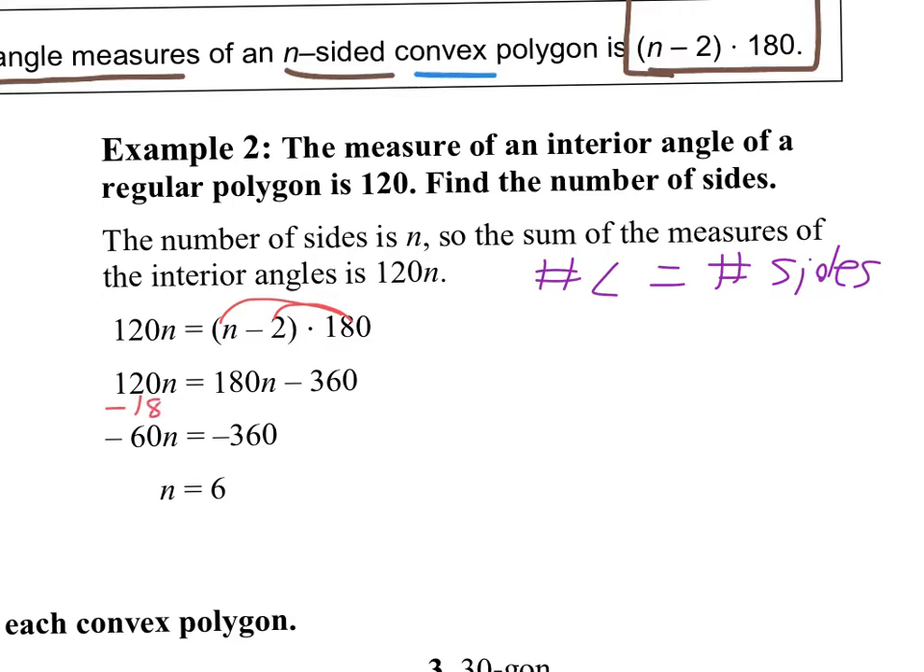Subtracting 180n from both sides to bring all of our variables to the left side of the equation, giving us negative 60n is equal to negative 360. Divide both sides by negative 60. N is equal to 6. So we have a six-sided figure where each interior angle has a measurement of 120 degrees.